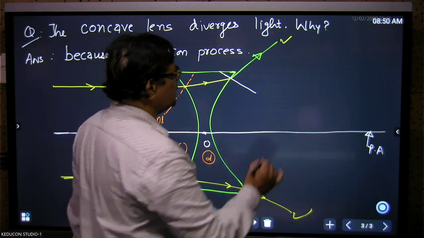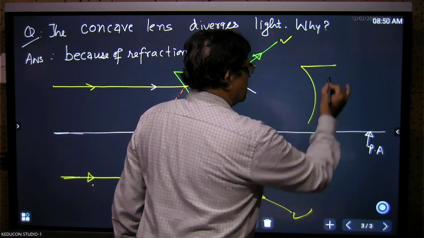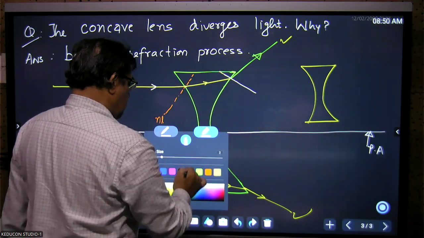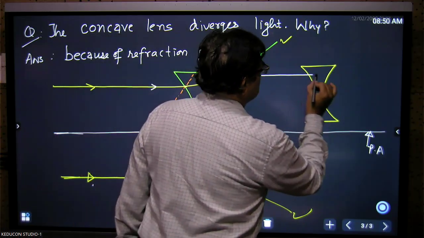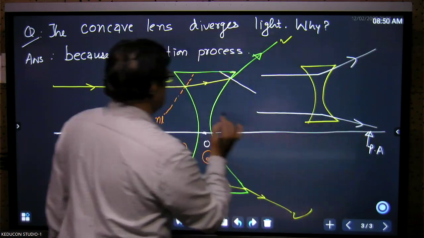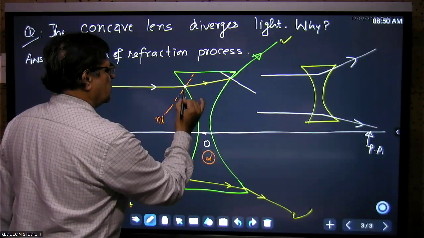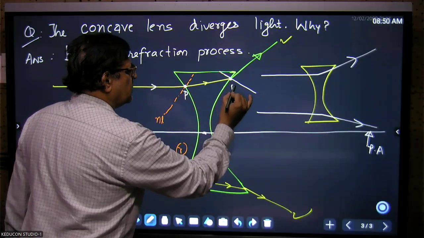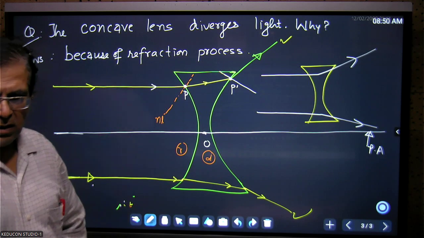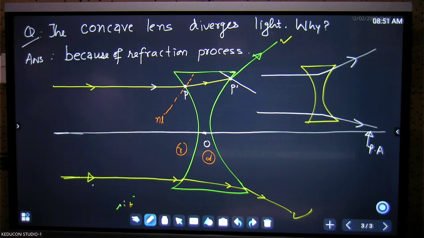The approximate figure of this, if we have to draw very quickly, we usually draw this way, showing only a single bend, whereas double refraction takes place, one at point P, another at P dash. So this is the reason why a biconcave glass lens diverges the parallel incident ray of light.